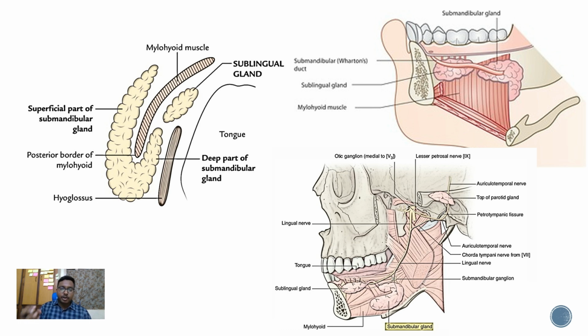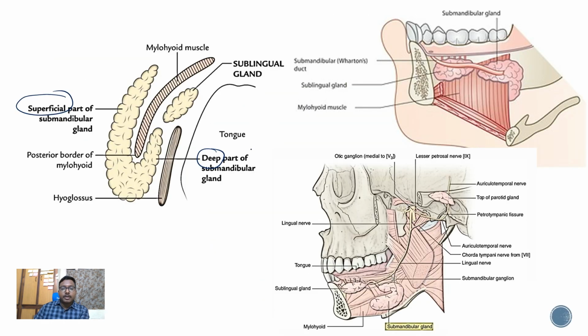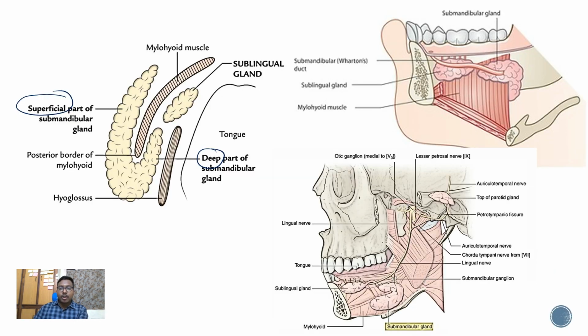Just like we have a superficial lobe and deep lobe for the parotid gland, the submandibular gland also has a superficial part and a deep part. Wharton's duct takes its origin at the anterior end of the deep part of the gland. Then it travels in an anti-gravity fashion over the hyoglossus muscle.